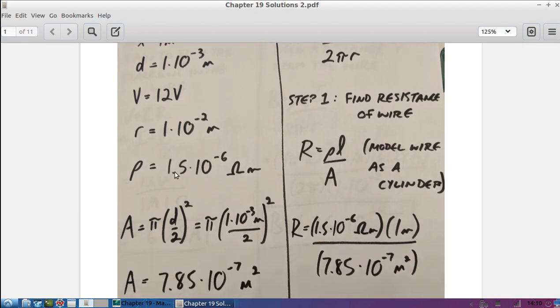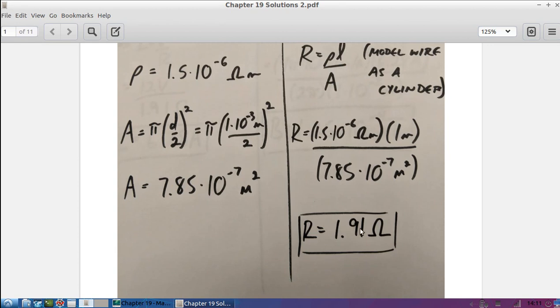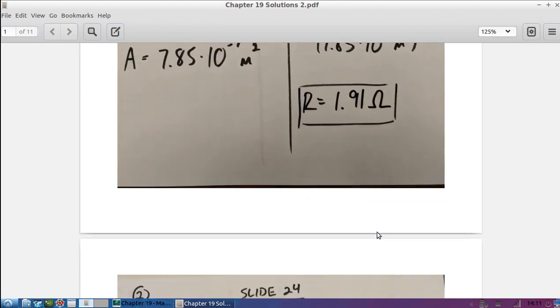So I've looked up the resistivity of nichrome. I'm using the diameter to calculate the area. We'll just model it as a cylindrical wire. If they don't specify, we'll just assume it's a cylinder again. So it's pi times half the diameter squared, and I get a cross-sectional area of 7.85 times 10 to the negative 7 meters squared. Now that I have the area, the length and the resistivity, I can plug that into my expression for the resistance, and I get the resistance of the wire, 1.91 ohms. So a little bit of chapter 17 stuff coming back to help us out here.